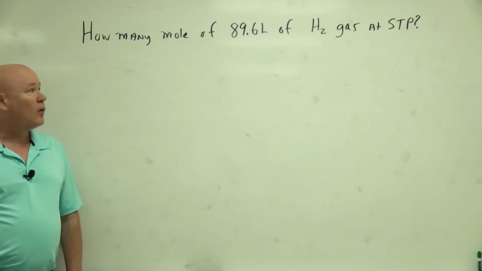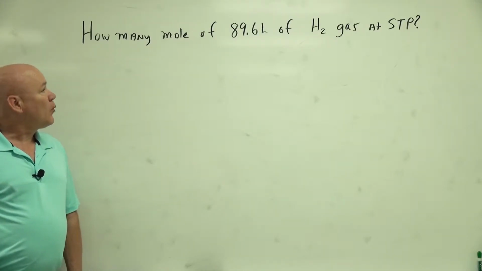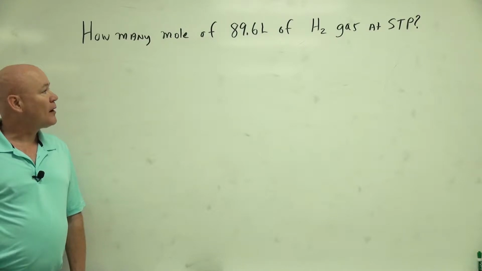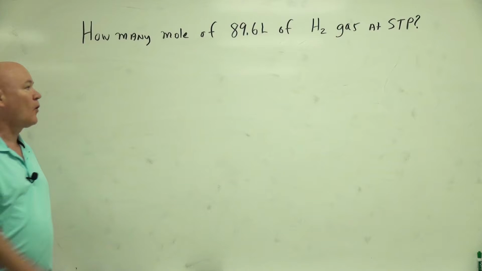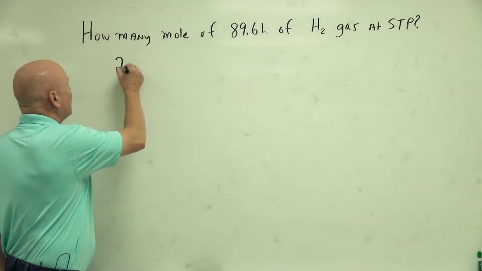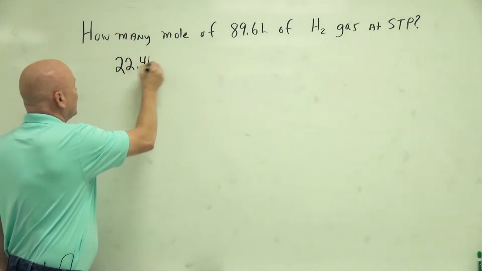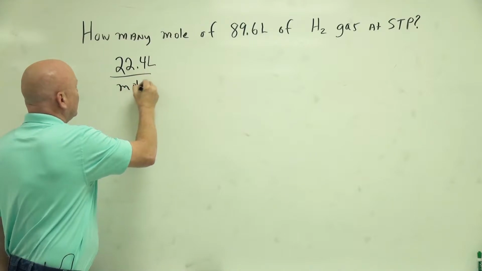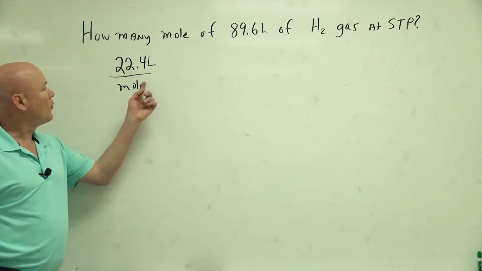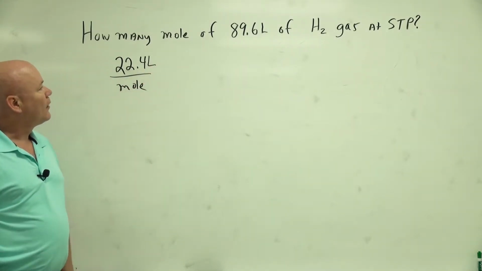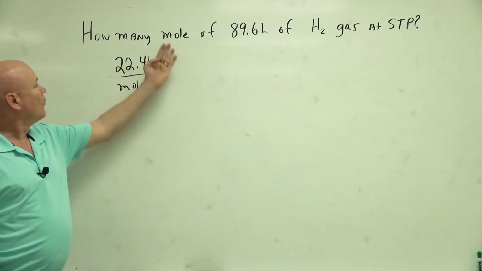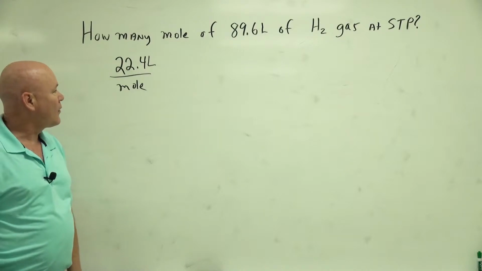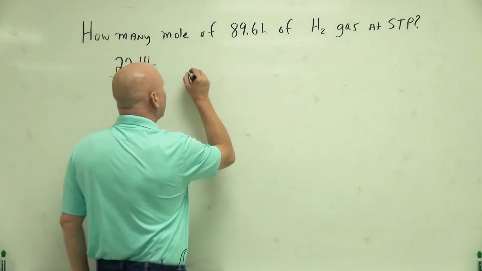How many mole of 89.6 liters of hydrogen gas at STP? This is an STP problem because it says STP, so I need 22.4 liters per mole. STP, of course, is a way of going from moles to liters and liters to moles. And in this case, we are going from liters of hydrogen gas to moles of hydrogen gas. And so this is all we need for this problem.